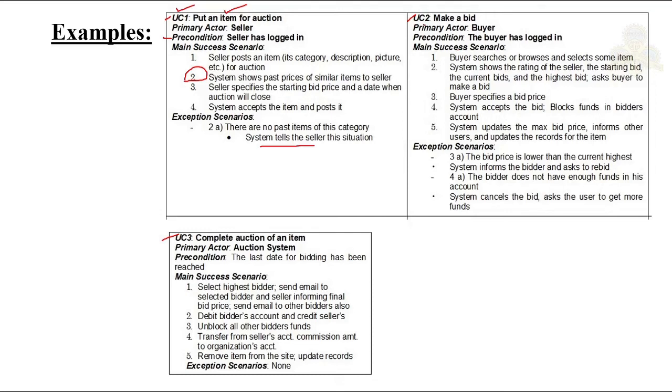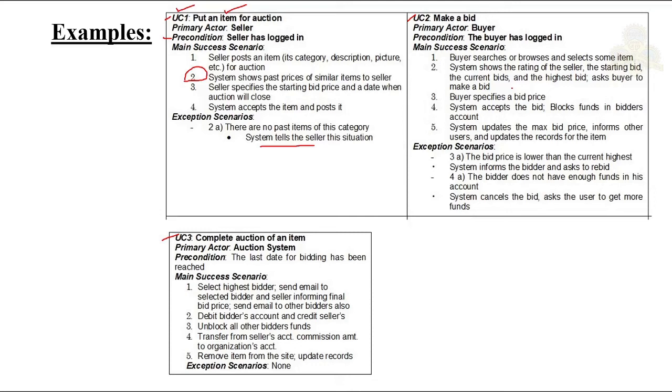Next, we have use case 2, which says make a bid. Who will make a bid? The buyer. So here the primary actor is the buyer. The precondition is that the buyer has to be logged in. Then we have the success scenarios. First, the buyer searches or browses for the particular item and selects some items. Once he has selected one particular book or item, the system gives the rating of the seller, the starting bid price, the current bid, and the highest bid made, and then asks the buyer to make a bid.